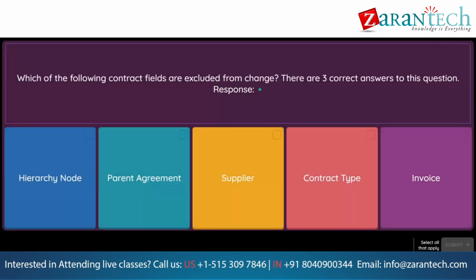Question: which of the following contract fields are excluded from change? There are 3 correct answers to this question. Response: Option 1, Hierarchy node. Option 2, Parent agreement. Option 3, Supplier. Option 4, Contract type. Option 5, Invoice.